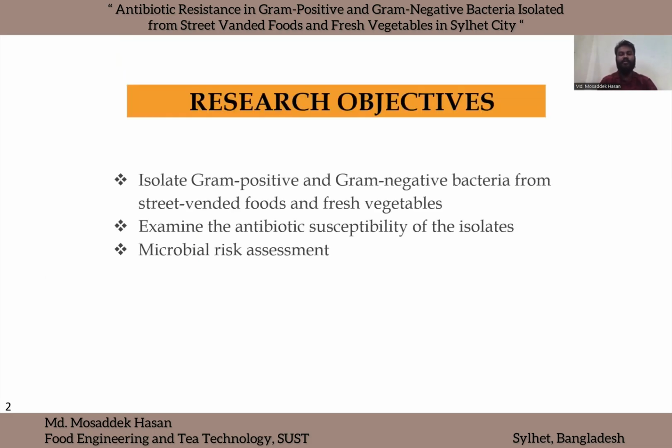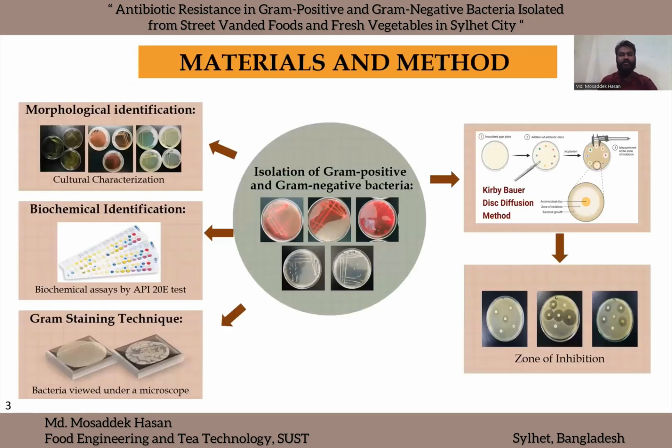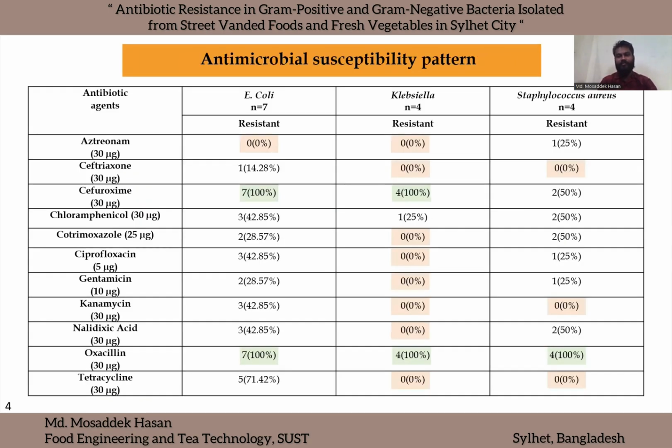So our research objectives are to isolate gram-positive and gram-negative bacteria from street-vended foods and fresh vegetables, then examine the antibiotic susceptibility of the isolates and microbial risk assessment. So we isolate some gram-positive and gram-negative bacteria from street-vended foods and vegetables, then identify them by morphological and biochemical identification and Gram staining technique. Then we examine the antibiotic susceptibility of the isolates by disk diffusion method, by zone of inhibition diameter.